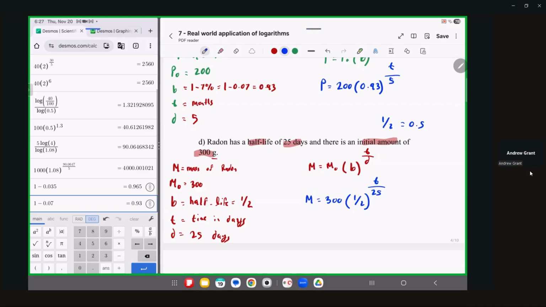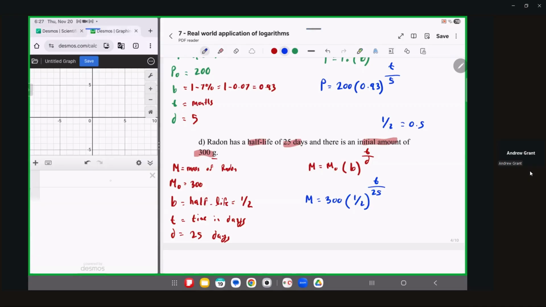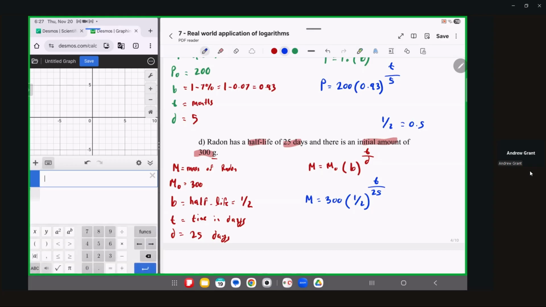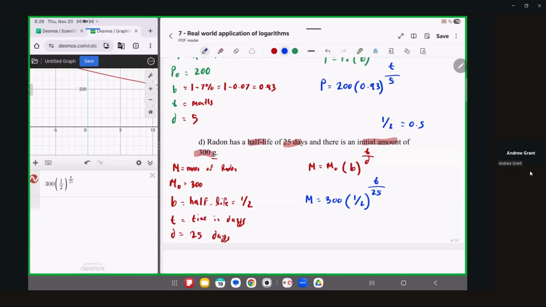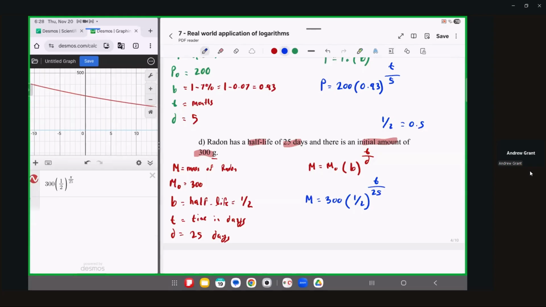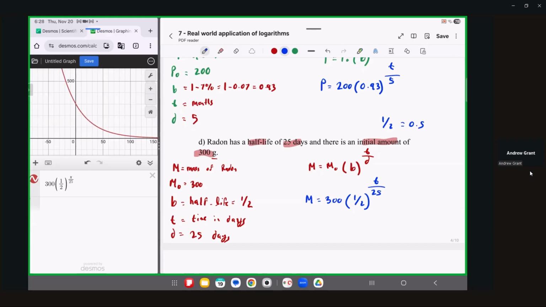And so if I was going to graph this on the Desmos graphing calculator, what would this look like? Or am I going to crash my computer? Nope, we're good. Okay. So here, if I write in 300 multiplied by 1/2 to the power of x over 25, we end up getting this shape.